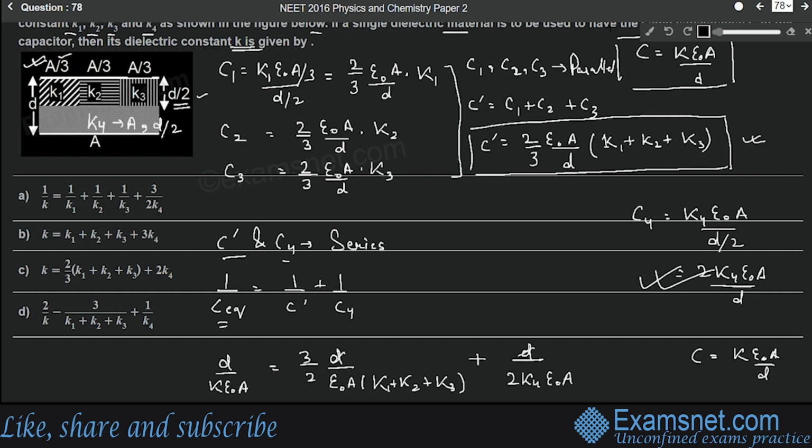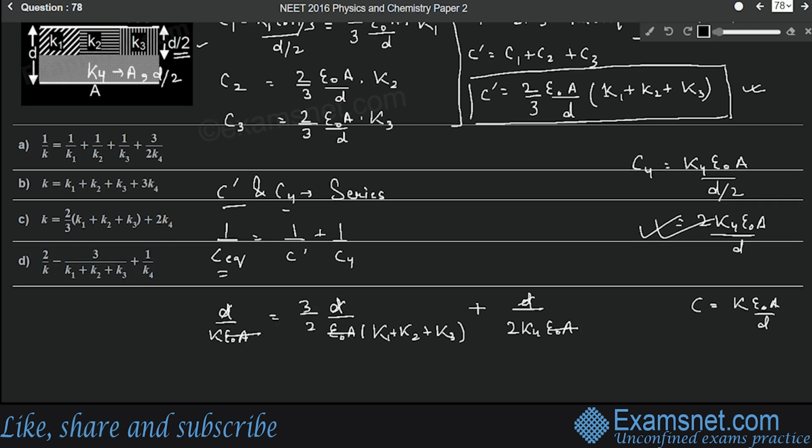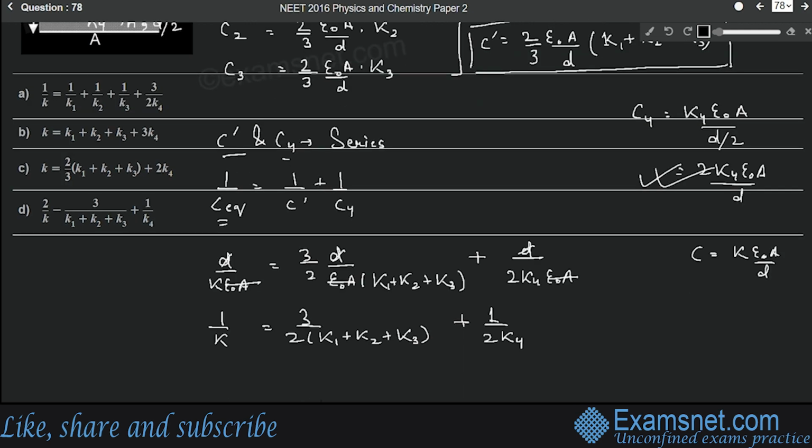So D can be cancelled. It is on both the sides. Epsilon naught A can also be cancelled. So what is left now? On the left hand side we have 1 by K, and this side we have D by 2 into K1 plus K2 plus K3, plus this side we have 1 by 2 K4. So 1 by 2 is common on the right hand side, so that 2 can be taken to the left hand side as 2 by K. So 2 by K equals, what is left on the right hand side? We have 3 upon K1 plus K2 plus K3 plus 1 by K4.